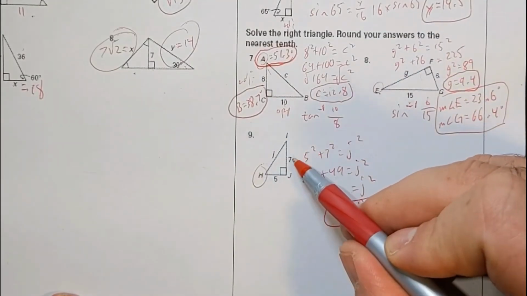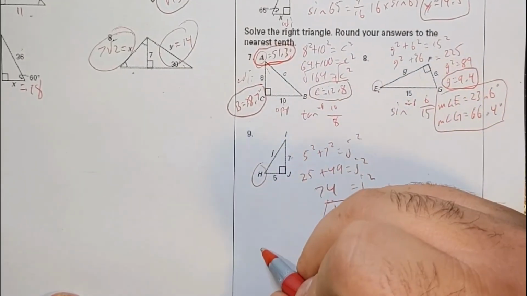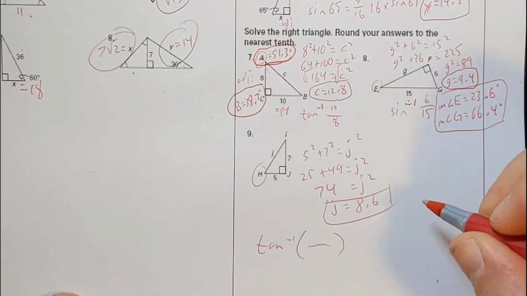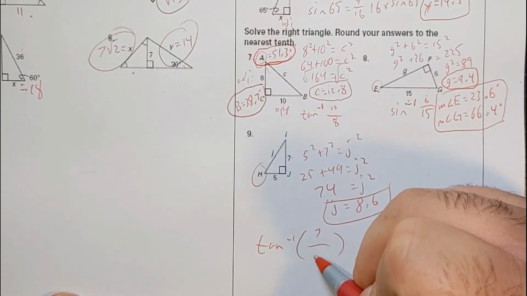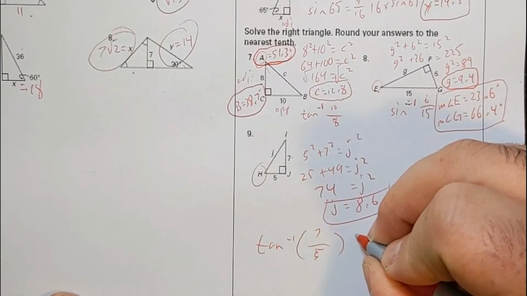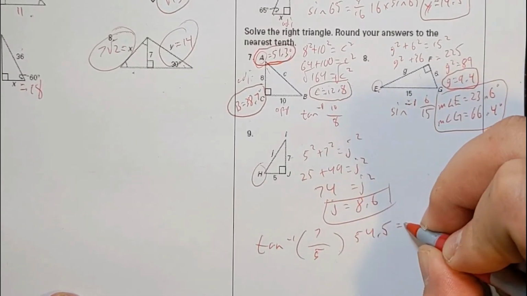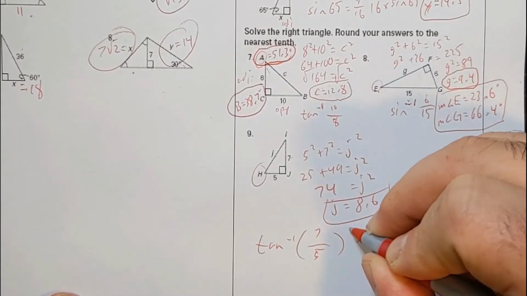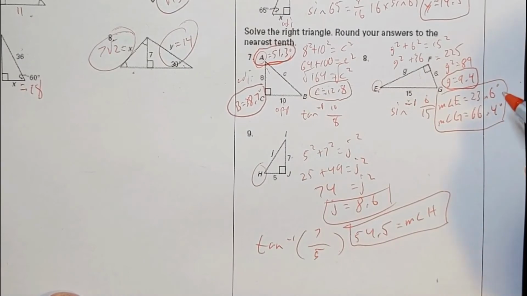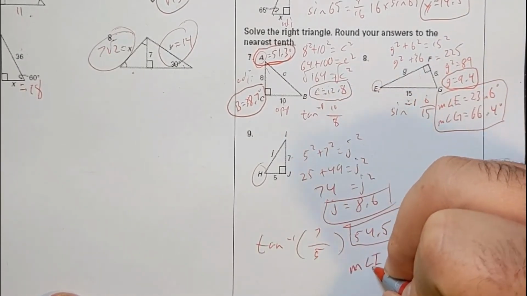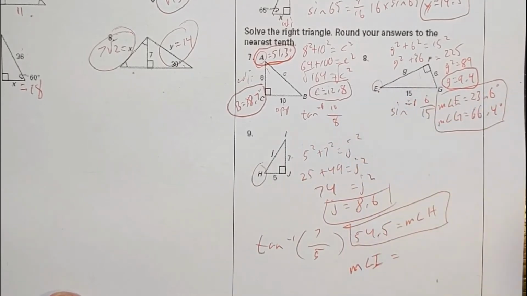From H, 7 is your opposite, 5 is your adjacent, so we're using tangent. We don't know the angle, so we're doing the inverse of the tangent. Opposite goes on top, adjacent goes down to the bottom, and you get 54.5 for the measure of angle H. For the last angle, angle I, just subtract that from 90, you get 35.5.